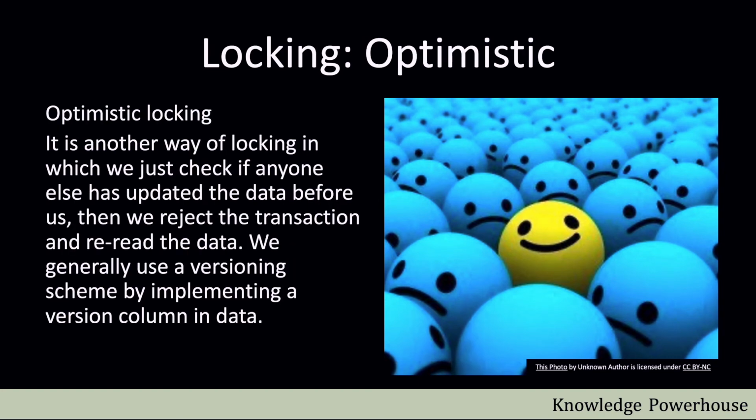Then we go to optimistic locking. So this is a better, more performant way. Here what we do is that we just check if anyone else has updated the data before us. So before writing, if we see that the data has been updated, then we can reject the transaction and reread the data, and in such a way we can solve this problem.